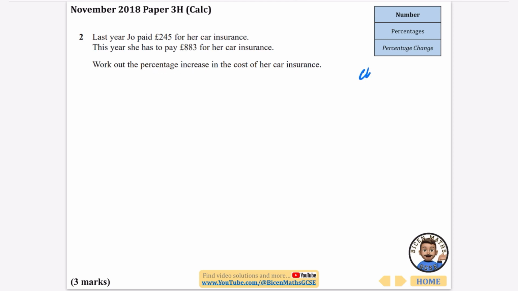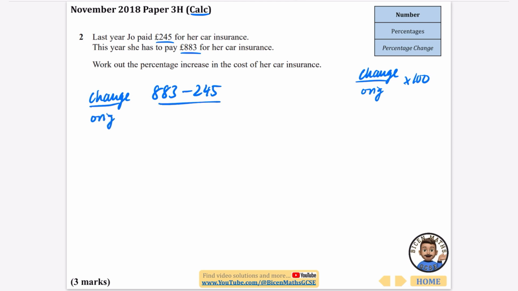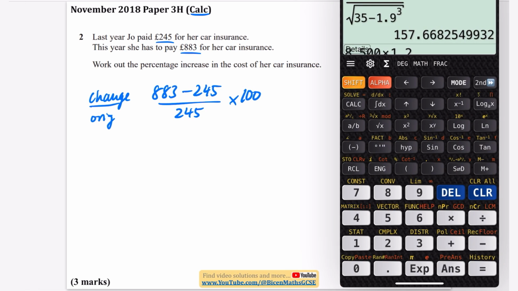We've got another percentage change this one, and this time it's working out the percentage increase for this. So remember, it's the change divided by the original multiplied by 100, and this is a calculator paper. So it was 245, and now it's 883. So the change is going to be 883 minus 245, and the original that we're going to divide it by was 245. And to change it to a percentage, we just multiply it by 100.